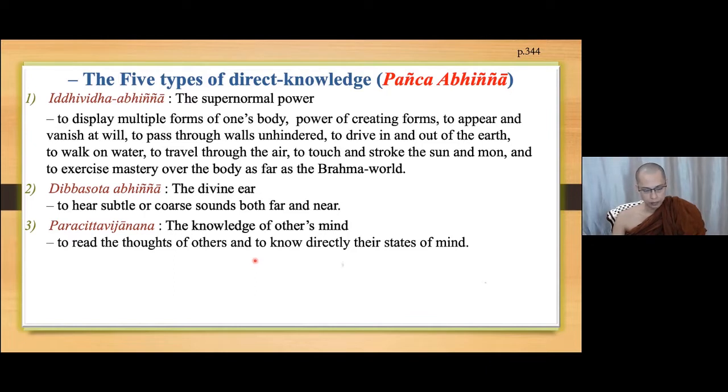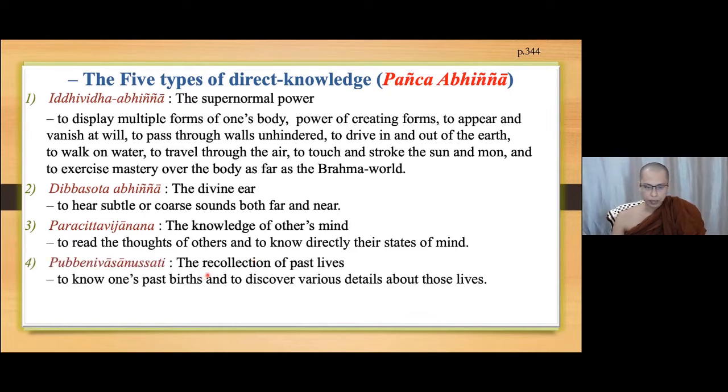And then Pubbenivasanussati, the recollection of past lives. For this power also, different qualifications can be found according to the individual. The Buddha can recollect the past lives of himself and also of others, in a very smart way, jumping to somewhere at some distance like this. The Buddha can go to a specific place and specific time.